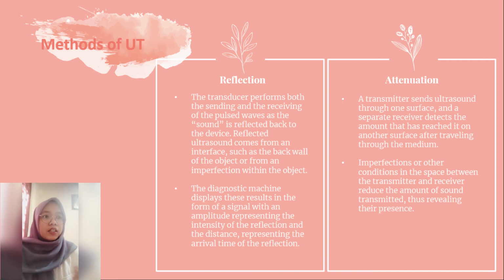The second method in UT is attenuation. A transmitter sends ultrasound through one surface and a separate receiver detects the amount that has reached it on another surface after traveling through the medium. Imperfections or other conditions in the space between the transmitter and receiver reduce the amount of sound transmitted, thus revealing their presence.